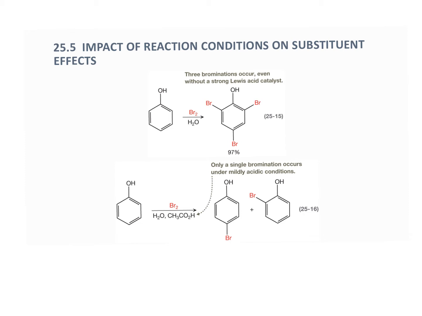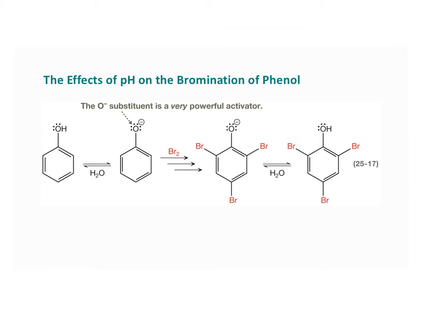These results are observed because the nature of the substituent is affected by the pH of the solution. So this is neutral and this is acidic. Phenol itself is a weak acid. It has a pKa of around 10. And so, in the absence of acetic acid, phenol is in equilibrium with a small amount of its conjugate base. Okay, so let's look at that for a second. So here's phenol. It's in equilibrium with its conjugate base, and that's its conjugate base here.